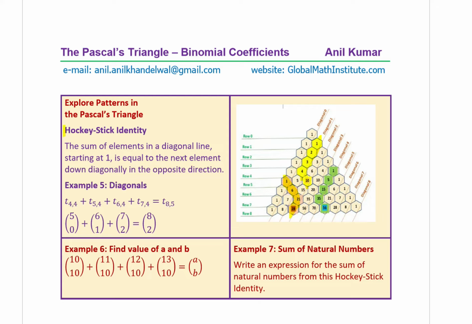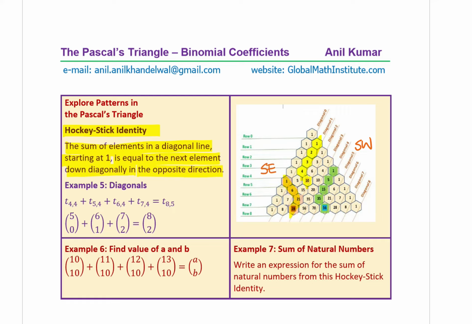This is called the hockey stick identity. The sum of the elements in a diagonal line starting at 1, this is critical, is equal to the next element down diagonally in the opposite direction. So if you're moving southeast, in this case, then it is on the west side, and if you're moving southwest, then it is on the east side. So that is in the opposite direction.